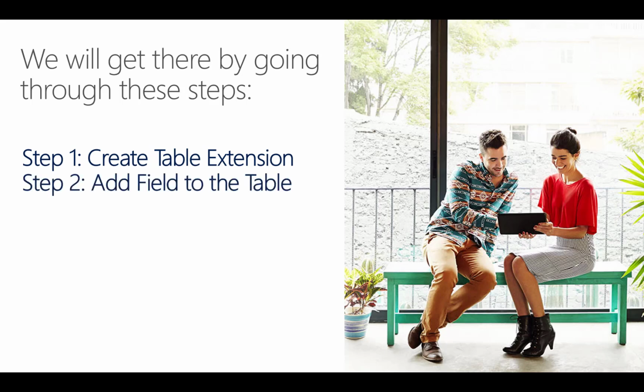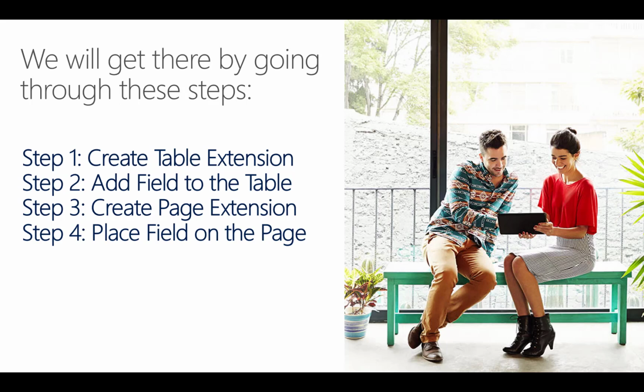In step 2, we are going to add a field to the new table extension. In step 3, we will then create a page extension object so that we can add the new field to the item card page. And finally, we will add the field to the page extension object. Along the way, I will show you how to use snippets that make adding new objects and fields a piece of cake. The completed extension will look like it's been part of Dynamics 365 all along.